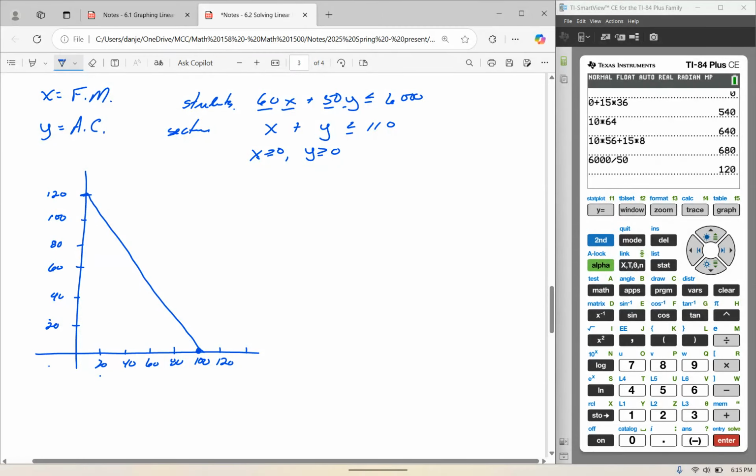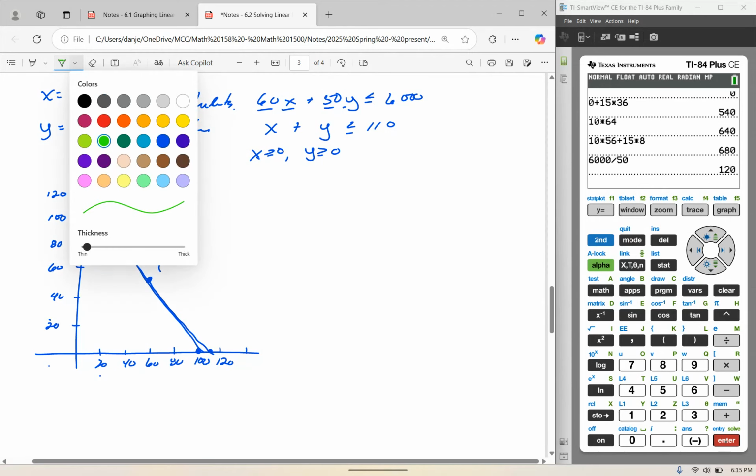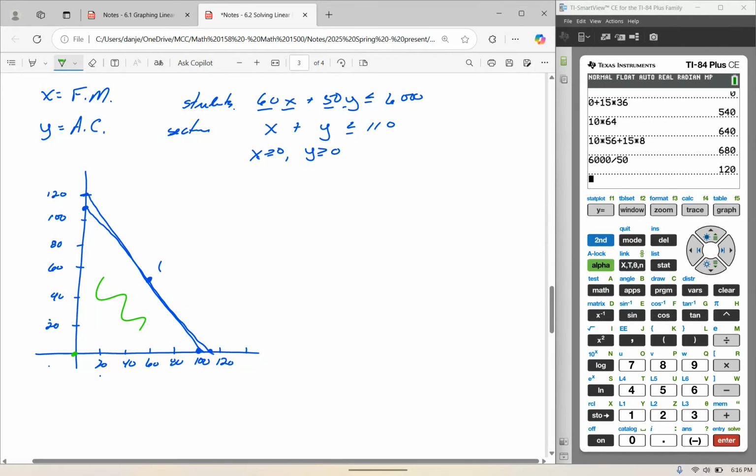X plus Y has got to be less than or equal to 110. So if X is 0, Y is 110. If Y is 0, X is 110. And here's the second line. Now my picture's really bad. There's only one point in here where they're overlapping. Okay, so my feasible region is bounded by 0, 0, 0, 110, 100, 0, and then this point, which is the intersection of 60x plus 50y equals 6,000, and x plus y equals 110. First thing I would do is divide the top equation by 10.